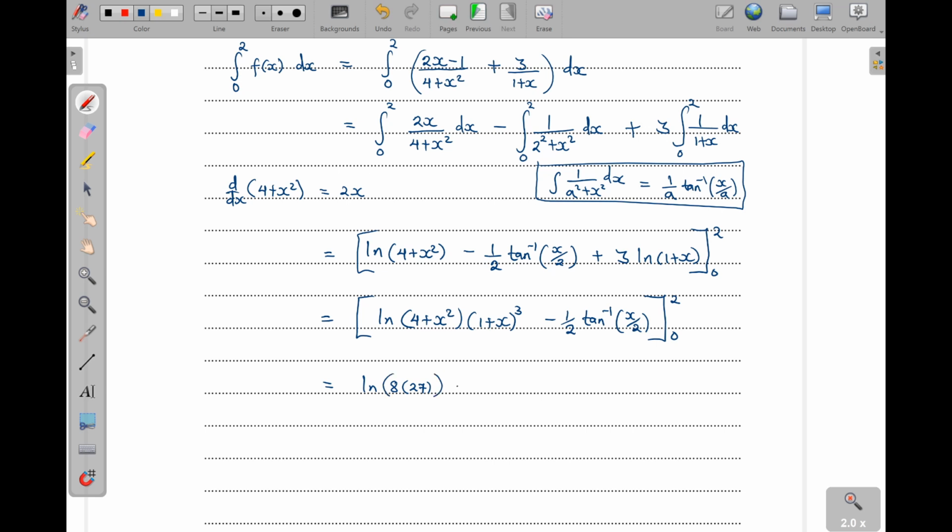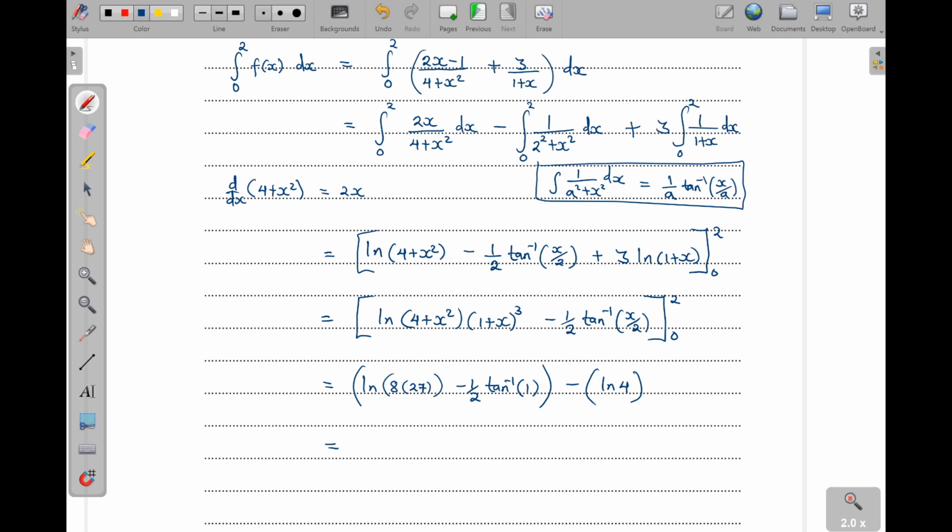So that is that, then minus a half arctan of 2 over 2, that is a 1. Remember, the answers you give here have to be in radians. So you don't write 45 because arctan of 1 is 45 degrees. So you write pi over 4. Then we go to the lower limit. We put a minus. We put 0 here and then 0 here. So we shall get natural log of 4. Then minus the arctan. Of course, this one will be 0. Arctan of 0 is 0.